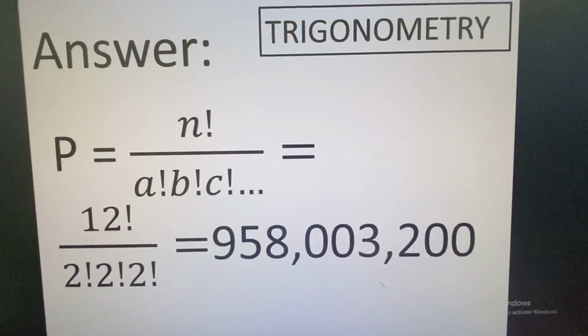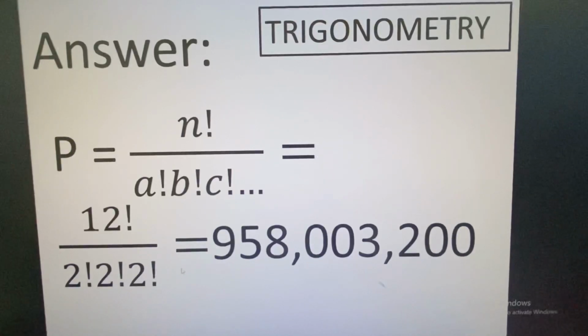Then over 2 factorial, the first 2 here is for the letter T. So there are 2 letter T. And then another 2 factorial is for the letter R. So there are 2 R. And then the last 2 factorial here in the denominator is for letter O. So it's equals to, using your calculator, so the answer is 958,003,200.